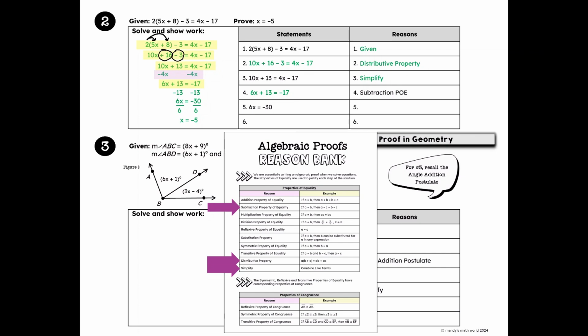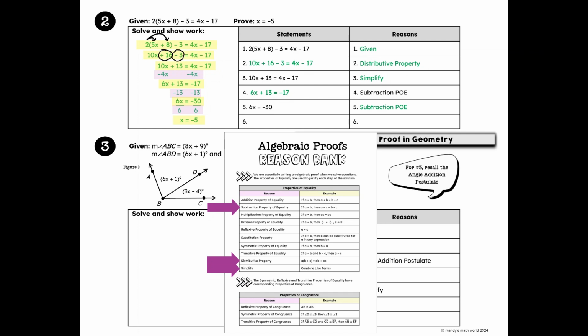Next step, I subtracted 13 from both sides to get 6x equals negative 30. I've got that already written down in the statements column. 6x equals negative 30. What did I do to get there? I subtracted 13 from both sides. So again, that's the subtraction property of equality. Next step, I'm dividing both sides by 6 to get x equals negative 5.